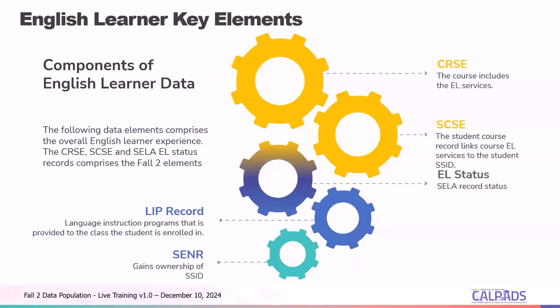And then the third step to report English Learner Services to a student is to submit student course section enrollment records to associate a student to the course that has those English Learner Services attributes. So the second 2 steps in reporting English Learner Services are done in Fall 2, and the first step is to report a student as an English learner, which is done in Fall 1.